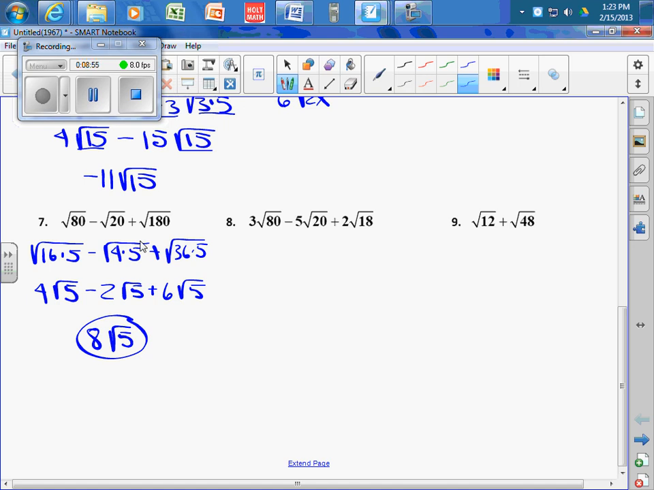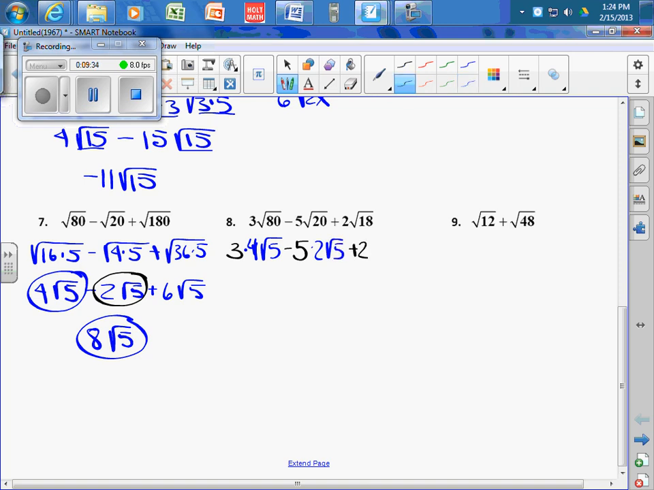Number 8. We just found the square root of 80. It's 4 radical 5. We don't need to do that again. But don't forget to bring down the what? The 3. So I'm going to have 3 times 4 radical 5. And then minus the 5. See, I'm writing down the entire problem the entire way. Even though I'm not using the 3 at this point, I need to bring it down, otherwise I'm going to forget about it. We know what radical 20 is. It's 2 radical 5. So I bring down times 2 radical 5.